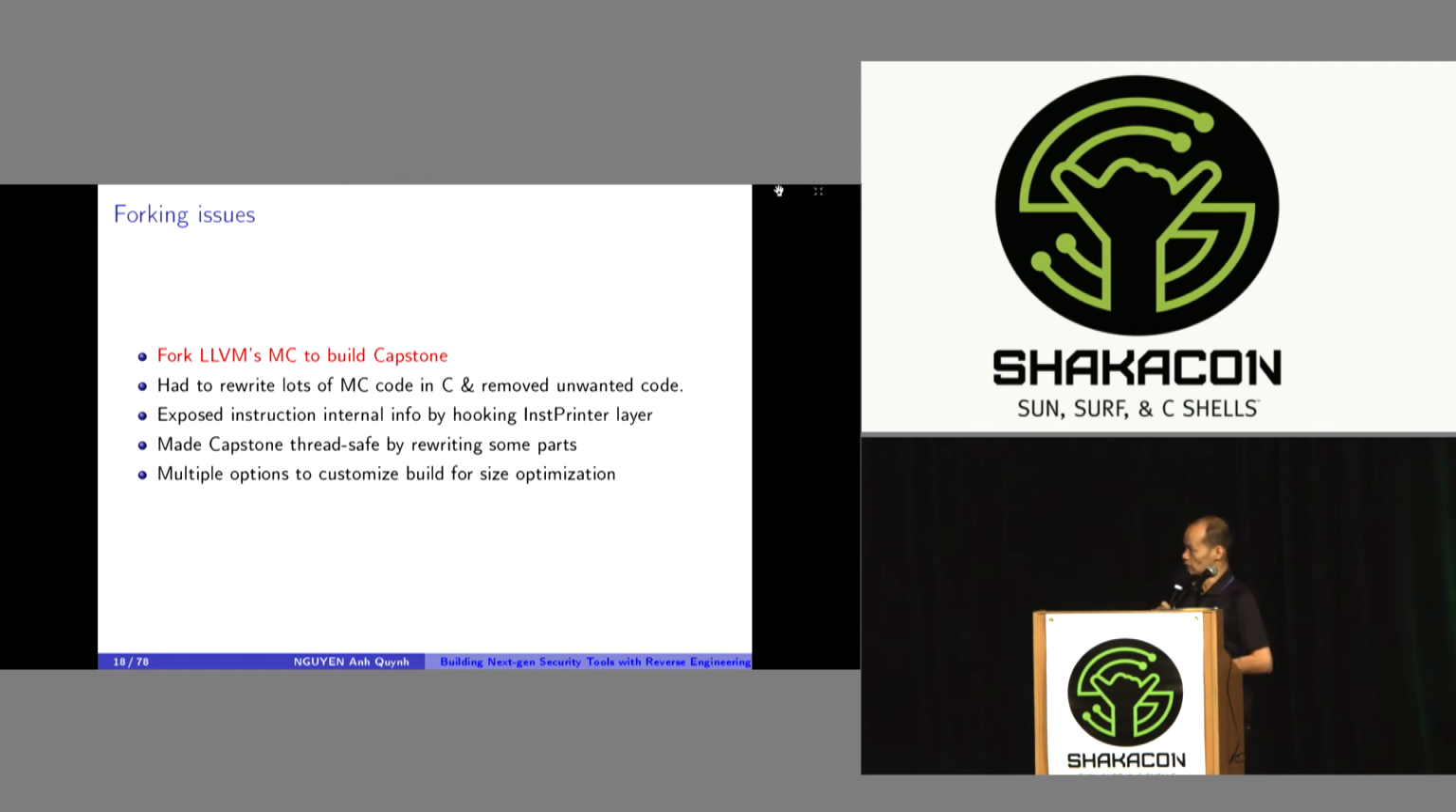Another thing I need to do is expose the instruction internals that MC does not allow. Given the input as a binary, at the output you have assembly, but you also know, first of all, that this instruction has two operands. The first operand is a register, the second operand is memory, and so on. MC does not provide that kind of information, but Keystone can. Keystone is also thread safe, so you can write multi-threaded applications with it. And I also built many options to customize, so you can build and customize Keystone to optimize the size.